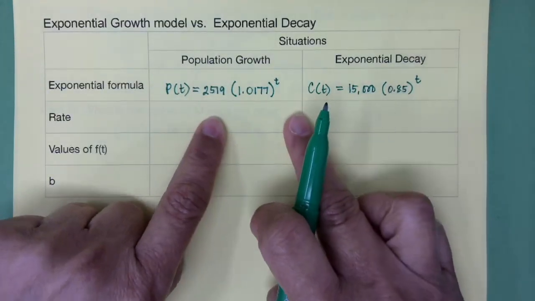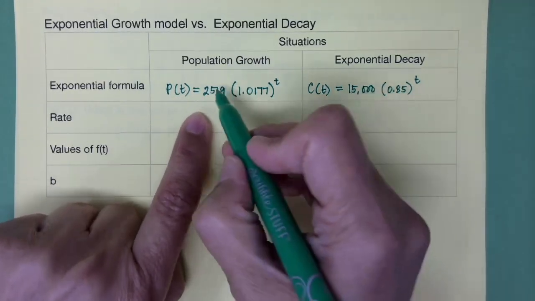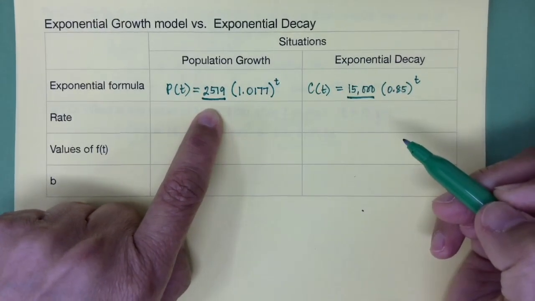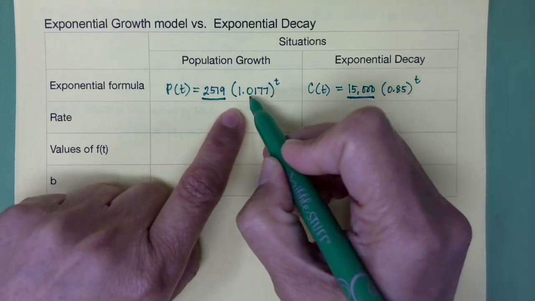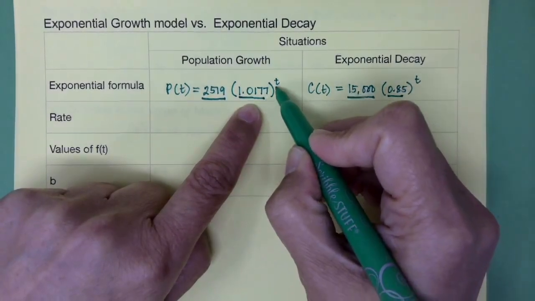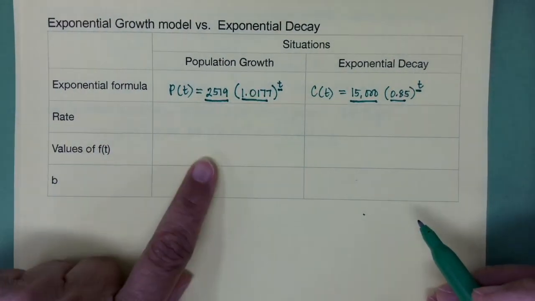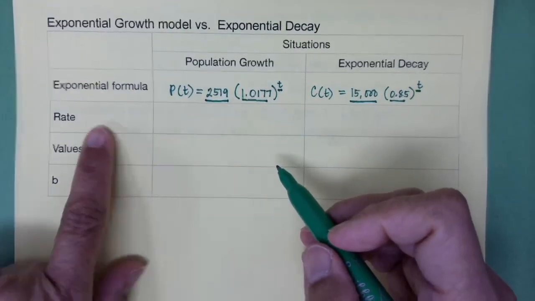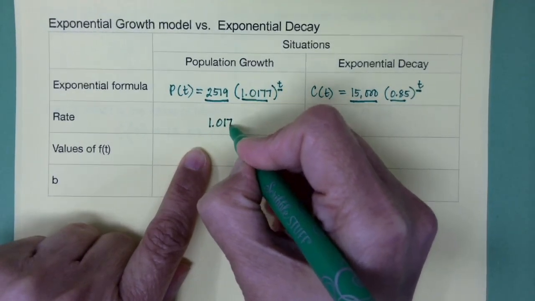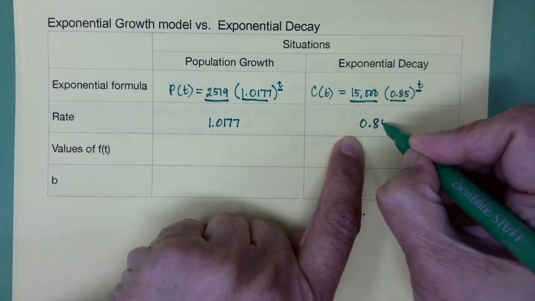Basically, whether there is a growth or a decay, we still need the initial amount, or initial value, or initial population. Then we also have the rate for both, and the rate is raised to the exponent t. So here our rate, in this case, is 1.0177, and the rate for this, in this case, is 0.85.